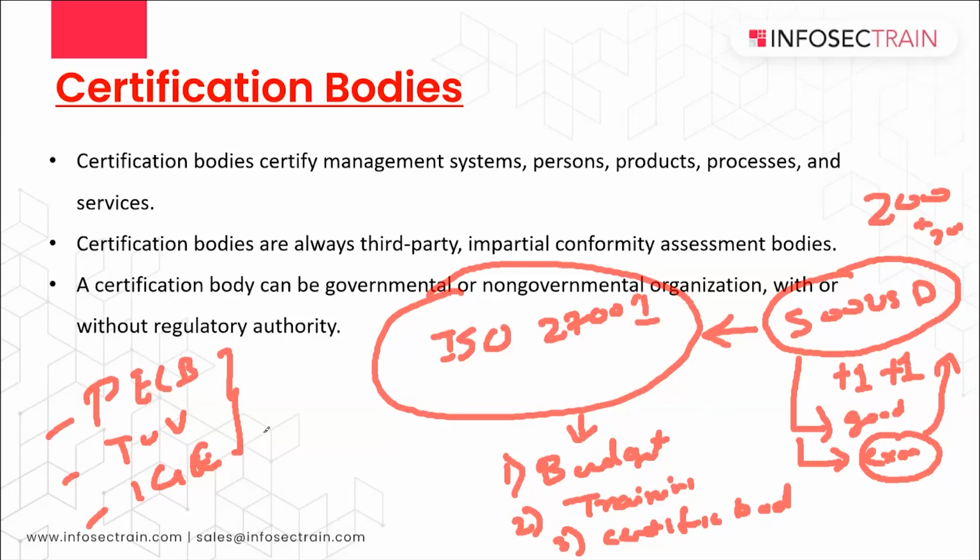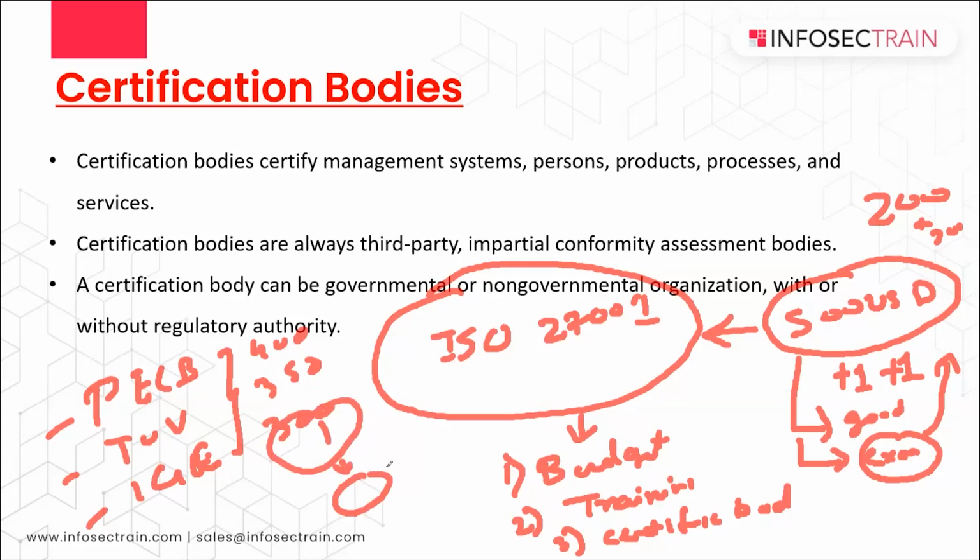Now let's say I plan for IGC. IGC is giving me for 300, TUV is giving me for 350, and PCB is giving me for 400. So I go with IGC. Now I'm going to look for what is the value of an IGC in the market, how old this certification body is sitting in the market. I will be doing my homework.